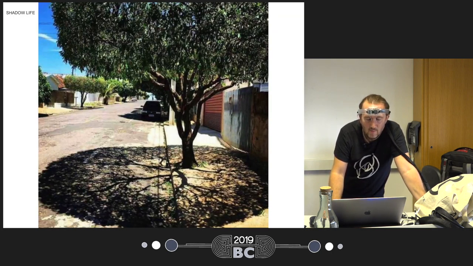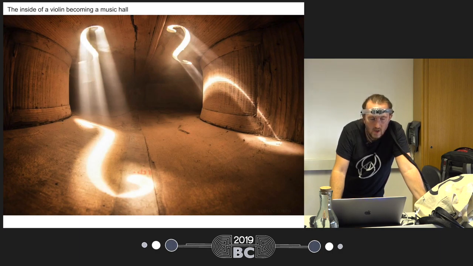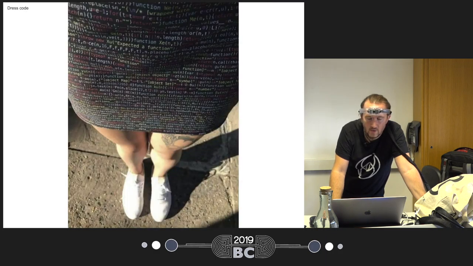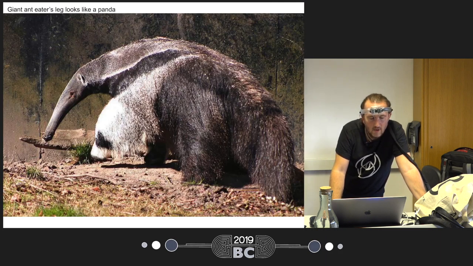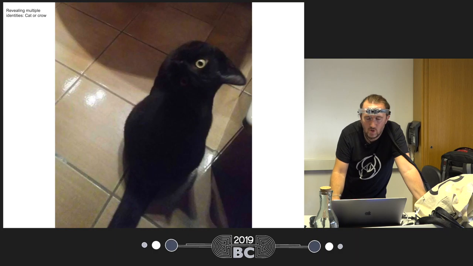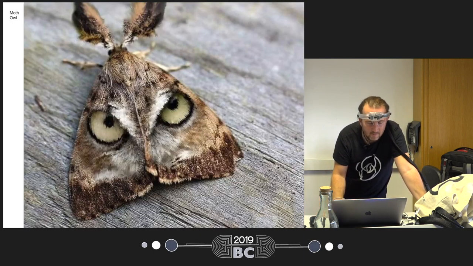So these sorts of double spaces that you see here, like this fractal revealing of nature, the inside of a violin becoming a music hall, cityscapes revealed inside 3D objects, dress code, giant anteater's leg looking like a panda, a cat or crow, so revealing multiple identities. This one I particularly like, a plant that looks like hummingbirds. I mean, really? Moth owls.